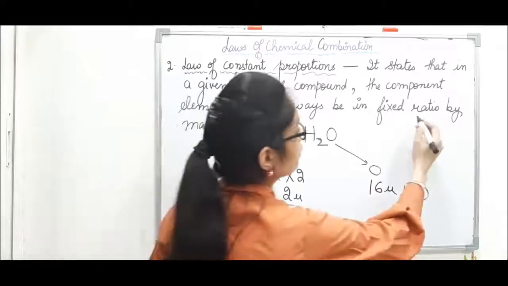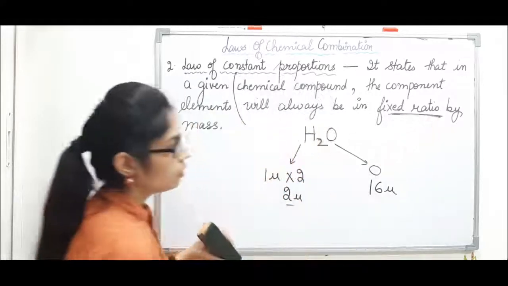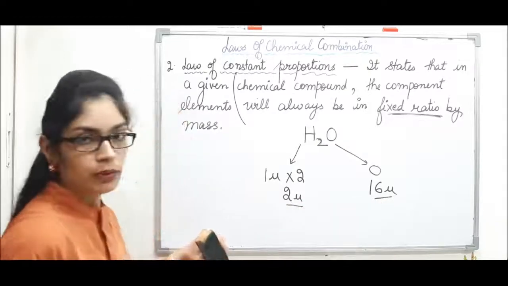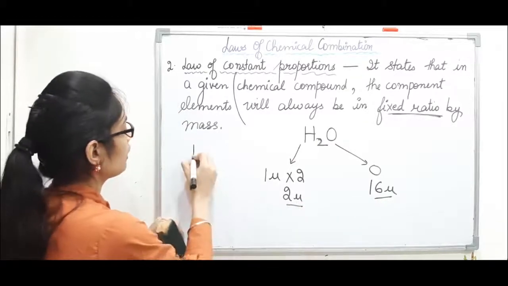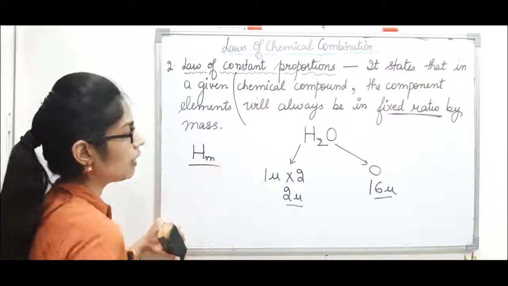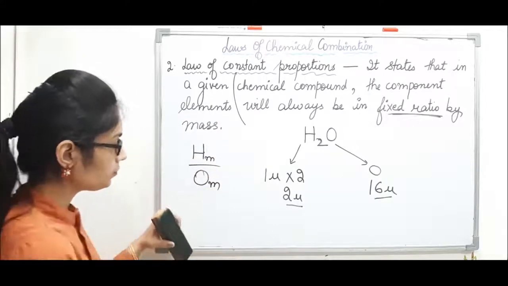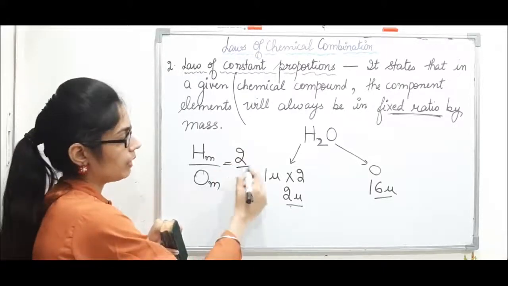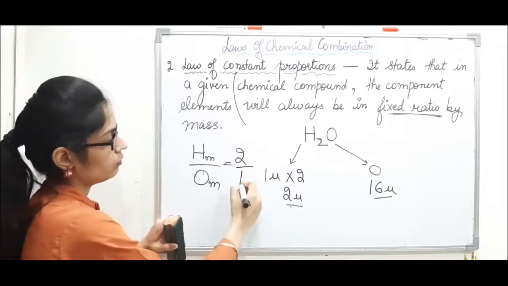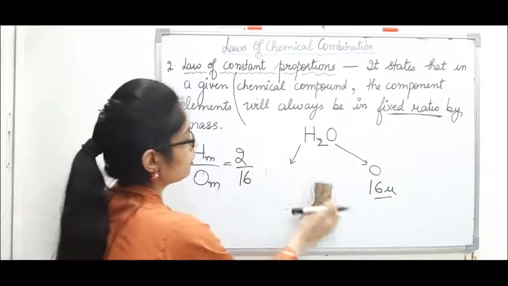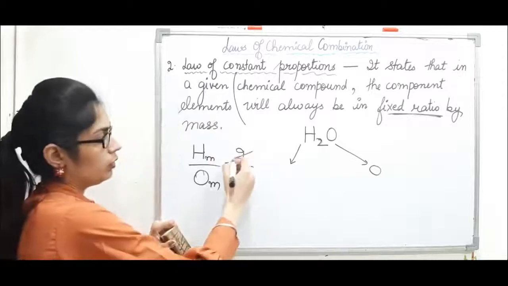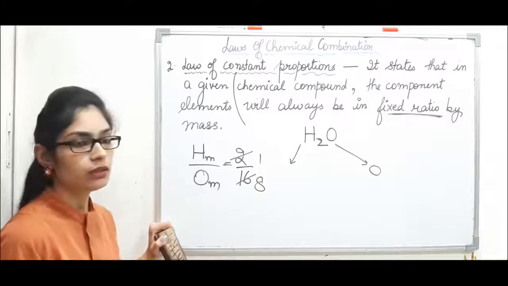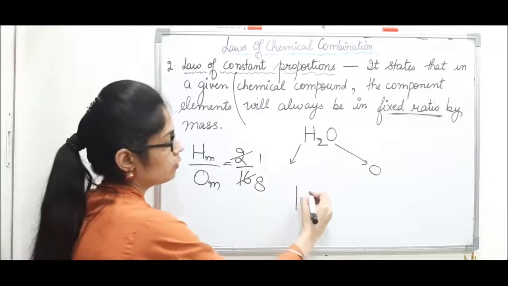Now here it is mentioned fixed ratio by mass. So you have found the mass, and now you have to find the ratio of the mass of hydrogen and mass of oxygen. Write down the mass of hydrogen, which is 2, and the mass of oxygen, which is 16. So you can find the ratio now. 2 into 1 is 2 and 2 into 8 is 16. So the ratio of mass of hydrogen to mass of oxygen is 1 is to 8.